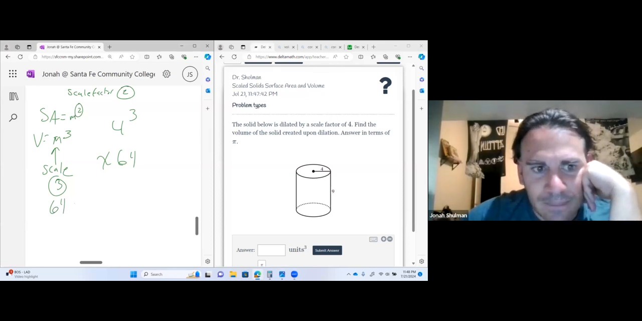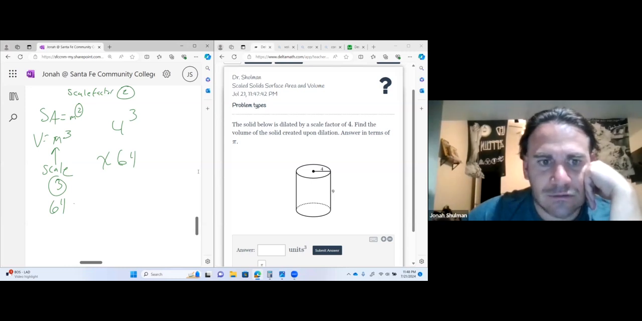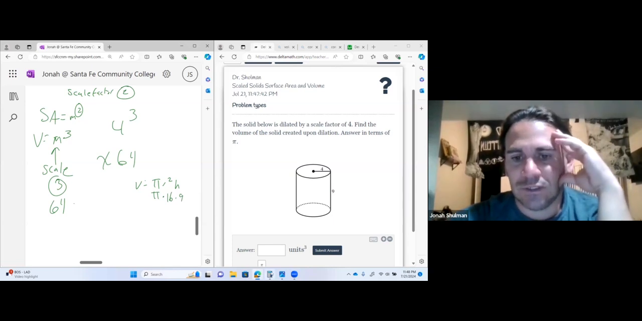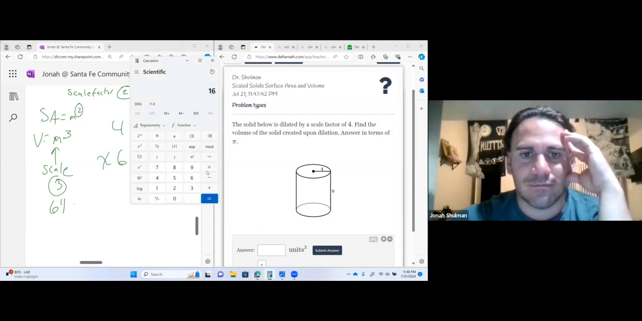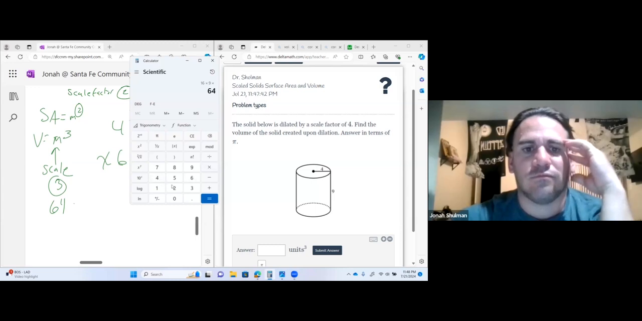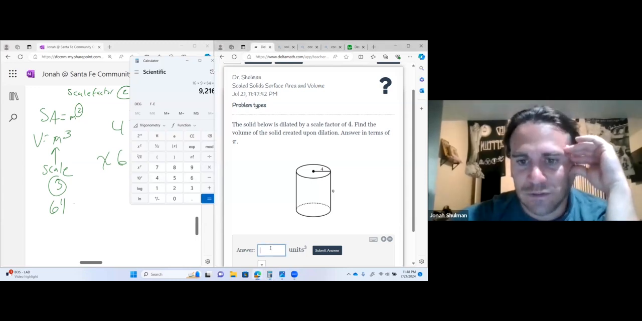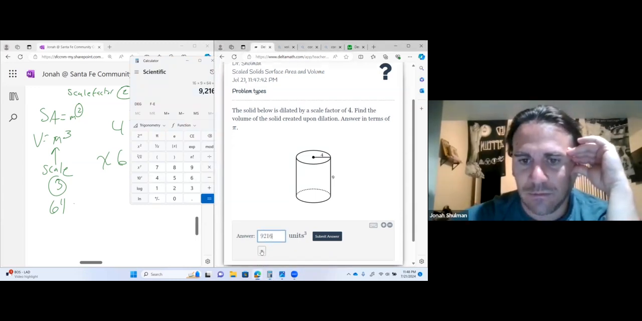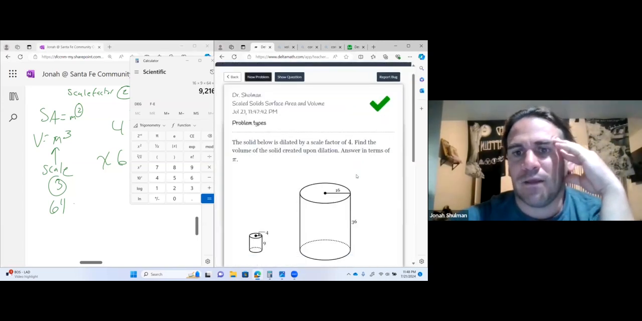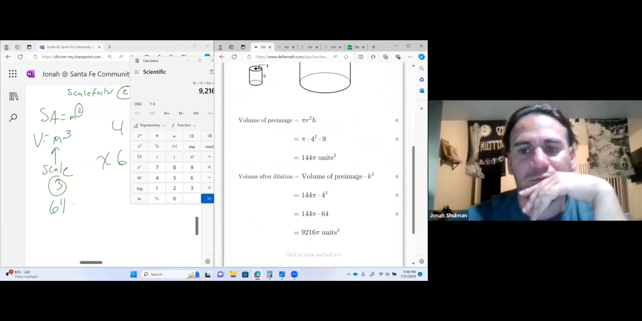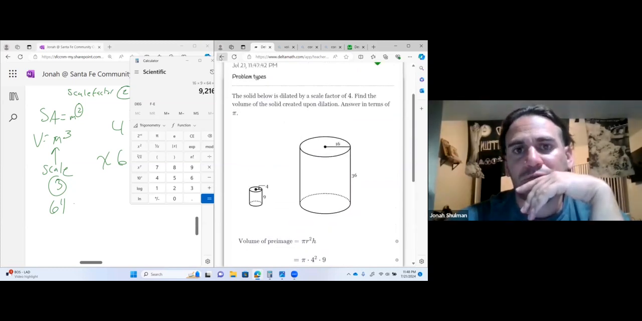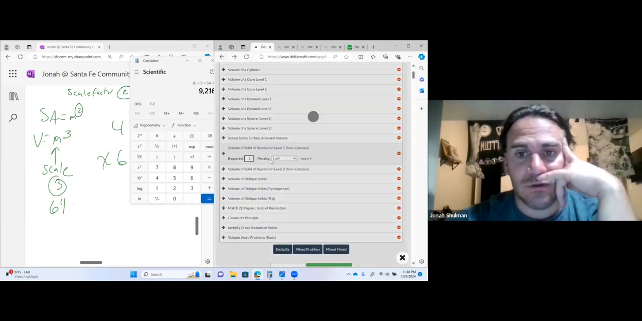We want it in terms of pi. So this is just pi r squared, so it's 16. Volume equals pi r squared h. So it's going to be pi times 16 times 9. So it's 16 times 9 times 64. 9216 pi. Nice. What a great problem. These problems are really good. I would normally do it a different way, but I like this. All right, so here we go.